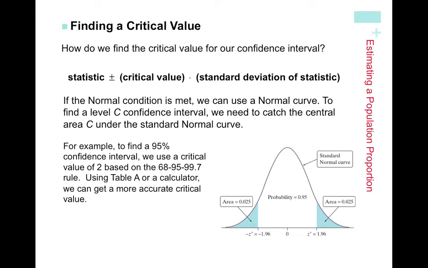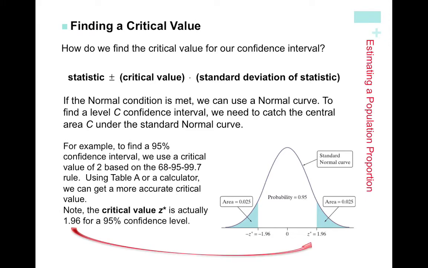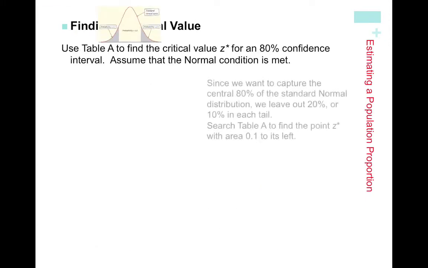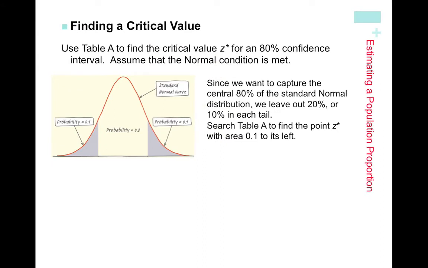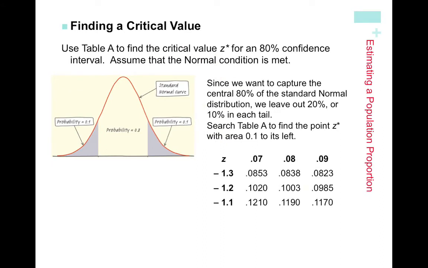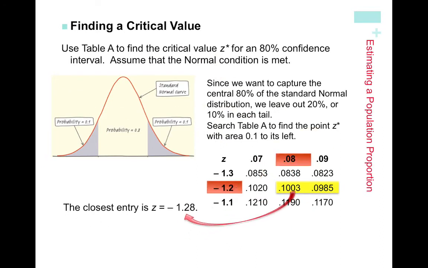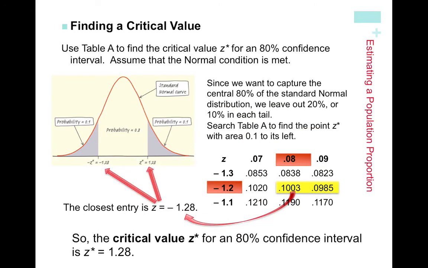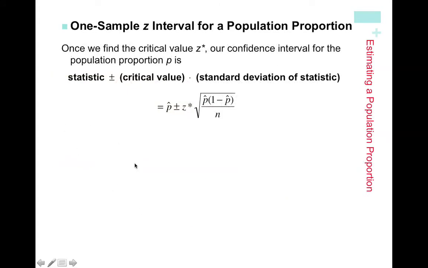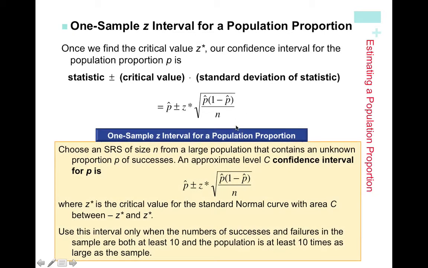You can find your critical value using the z distribution, so we could use inverse norm. And they're going to show you here how to use the table. Alright, so this is the formula. It was p hat, so that's the statistic, plus or minus the critical value, so that z star, times the standard deviation of the statistic. So that's the formula there.